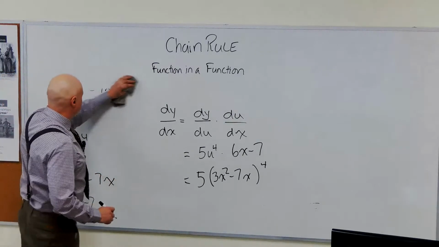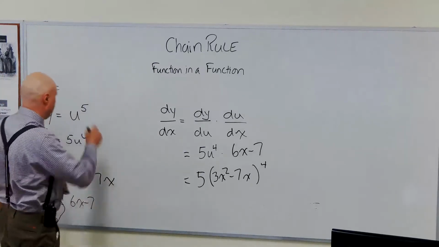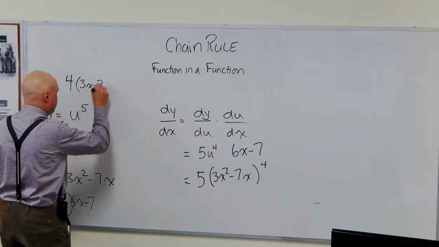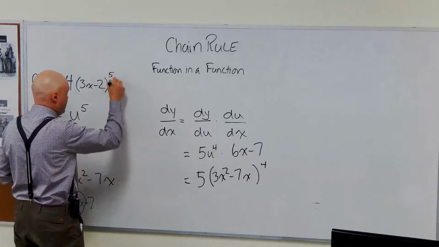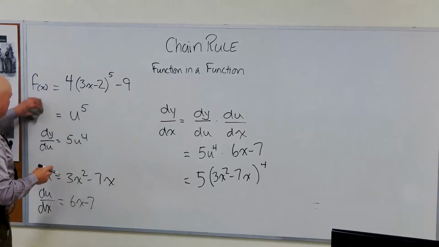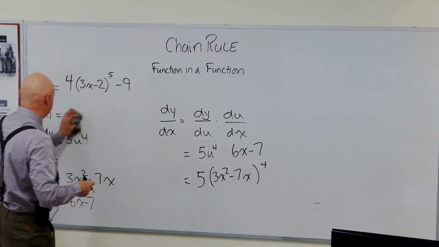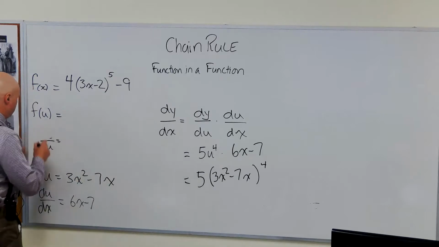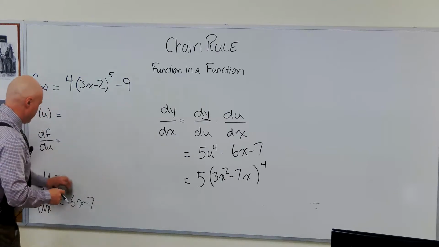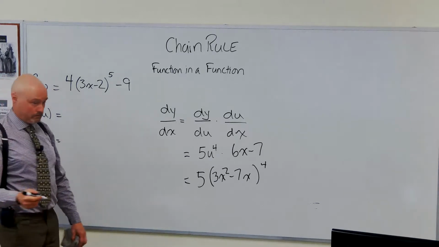Now we're going to have a function of x rather than a y equals thing. And this is going to be 4 times (3x minus 2) to the exponent 5 minus 9. Now I have to figure out what my outside function is, what the derivative of that is, and I have to figure out what the inside function is and what the derivative of that is with respect to x. Okay, here we go.